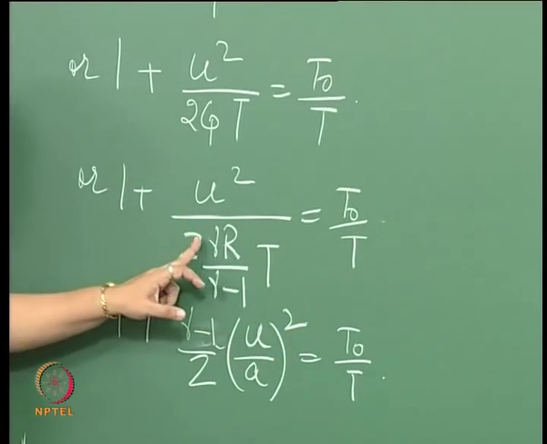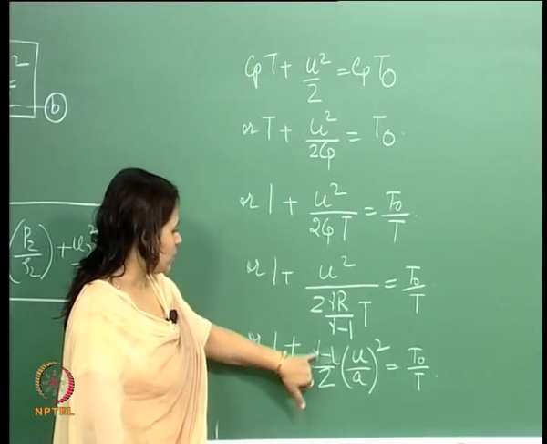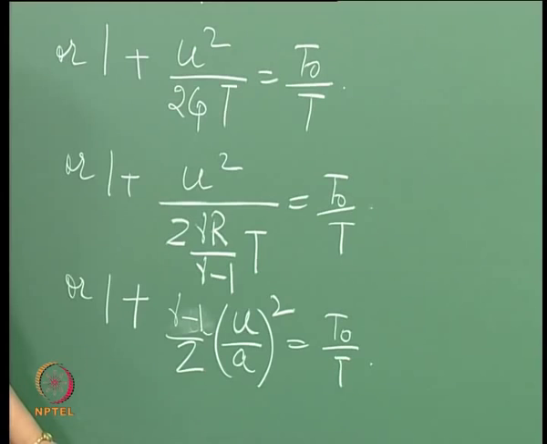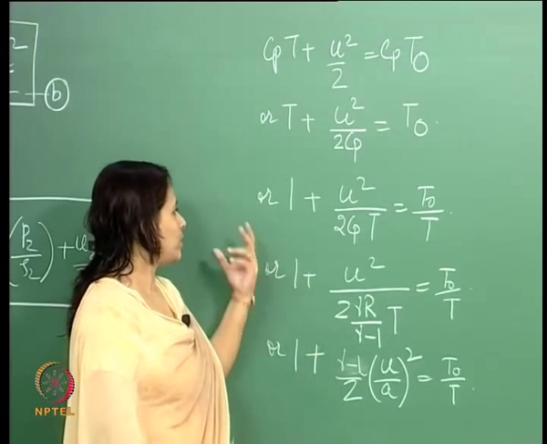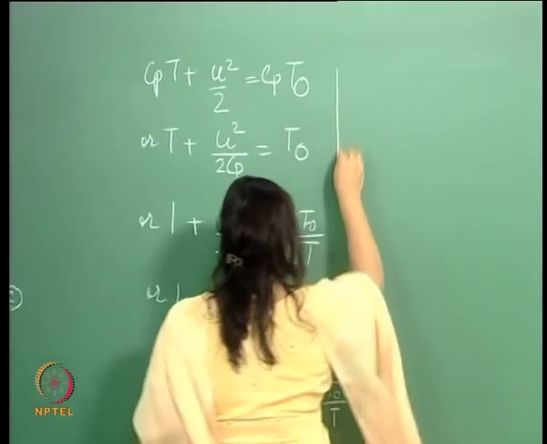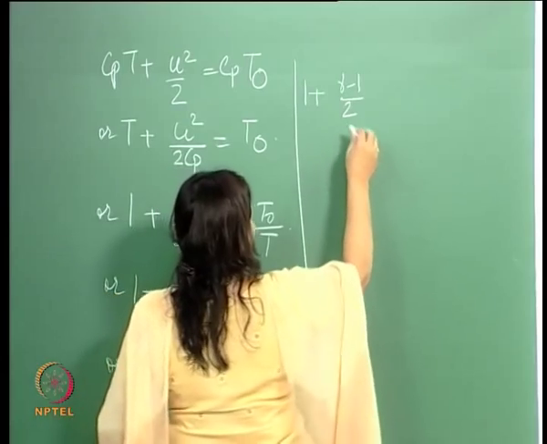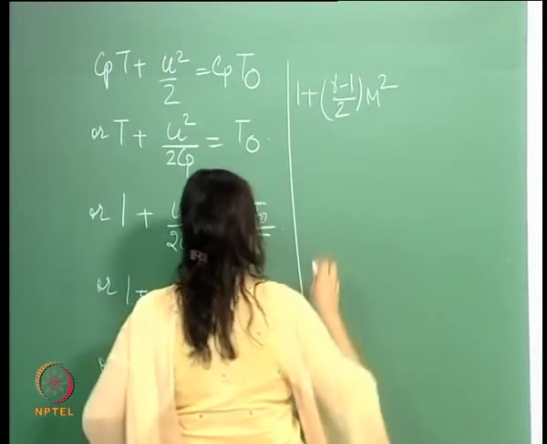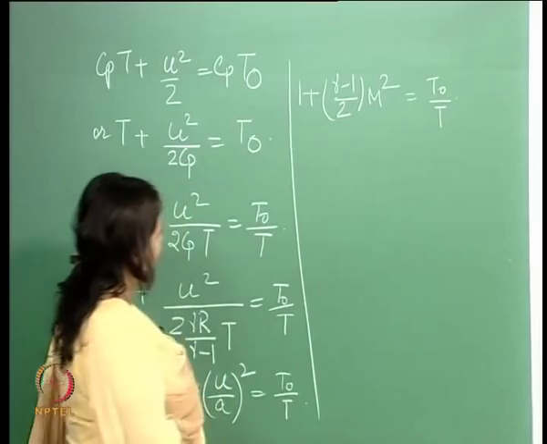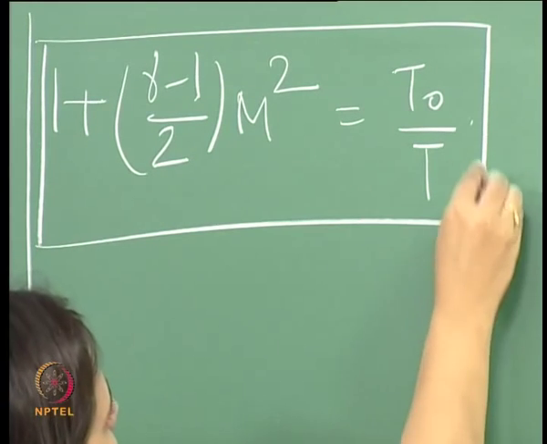Okay. So what happens here is that this gamma RT is the square of the speed of sound, which is A squared. Right. So then I adjust the values here. So this is what I get. And what is this? U by A. It is the Mach number. And that Mach number is at the point where we are considering this U and T. Right. So therefore, I can actually write this as, right. So that is still another interesting result that we get from here.